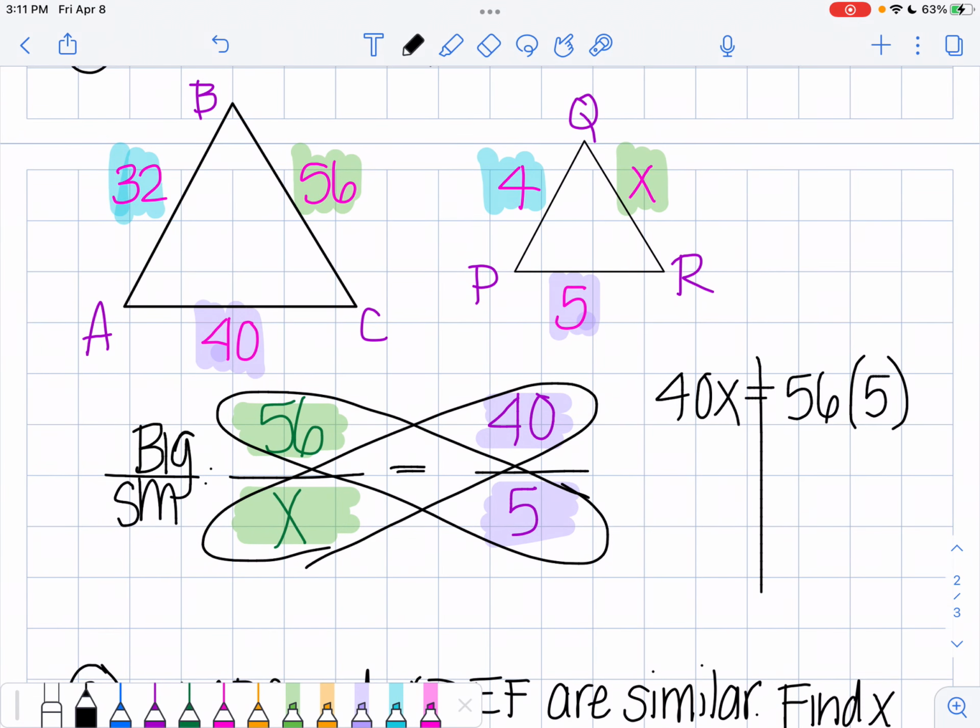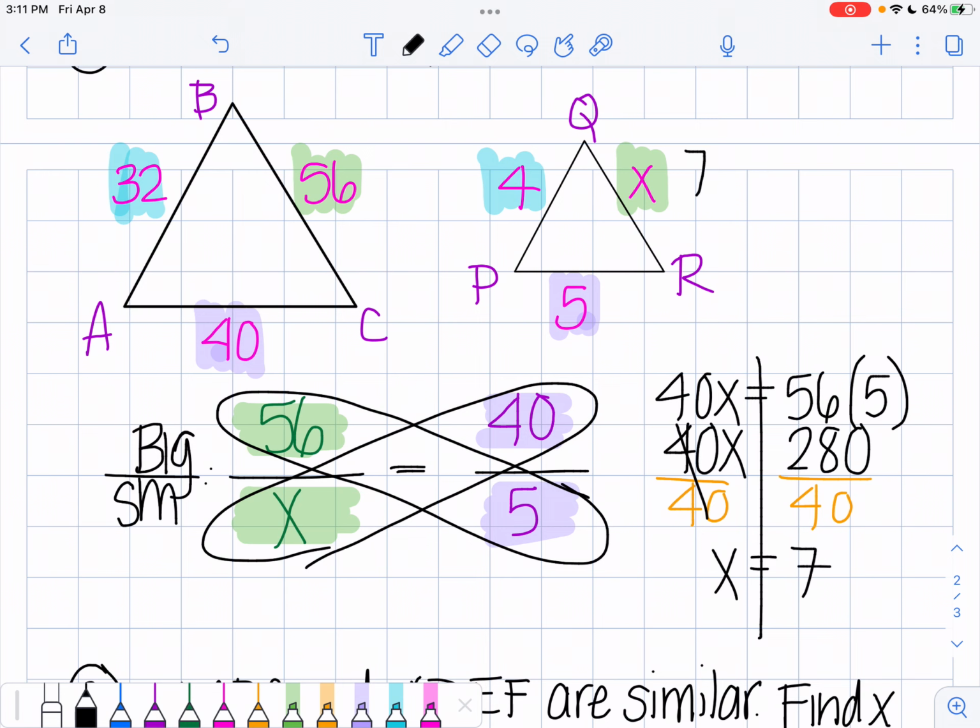So I need to get x on a side by itself. First thing I have to do is multiply 56 times 5. So 56 times 5 gives me 280, and I bring down my 40x. To get x on a side by itself, I have to divide both sides by 40, and I get x is equal to 7.